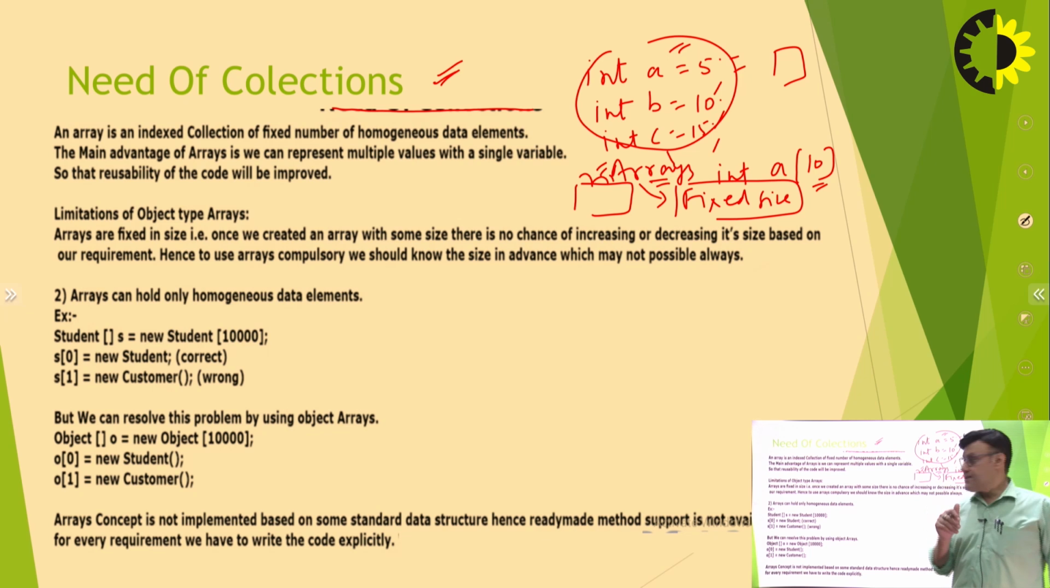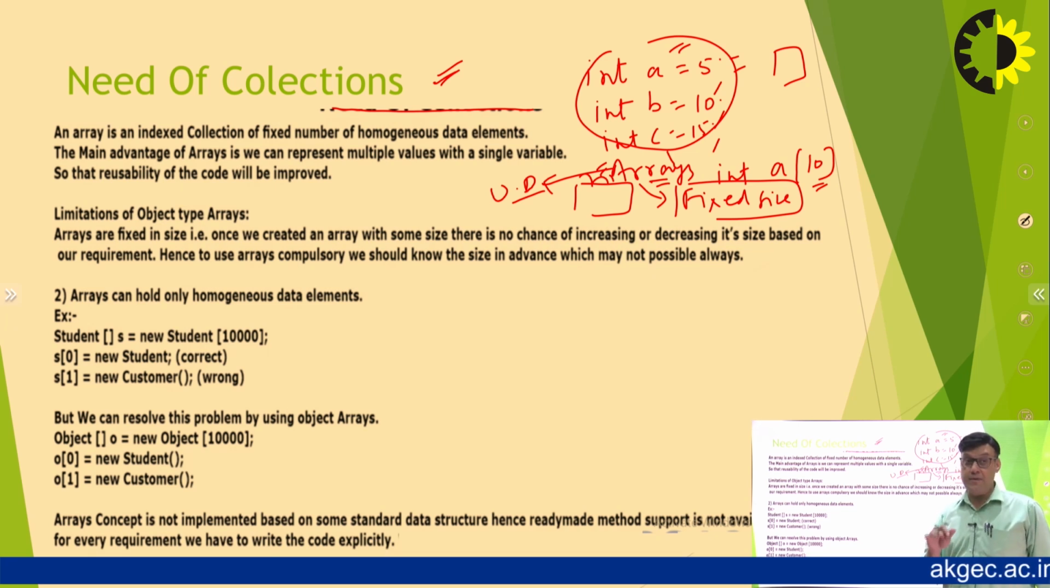Another is that there is no concept of underlying data structure. Array does not support an underlying data structure. Underlying data structure means it doesn't provide any support of ready-made functions, ready-made methods. Ready-made methods are not there in array. So there are a number of disadvantages. To overcome these disadvantages, we will use the concept of collection. You can see I have elaborated here.